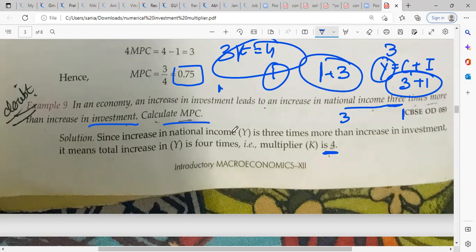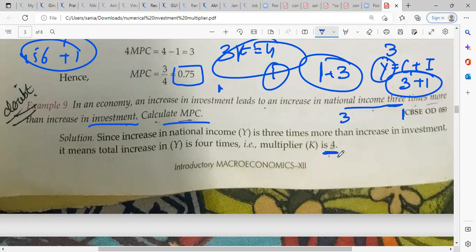So since increase in national income is 3 times more than the increase in investment, it means total increase in income is 4 times, right? Because you will include investment over there. So that's why the multiplier is 4. You have to remember one thing: whenever they give you a statement like this, whatever times they are giving you, whether 4 times, 5 times, 6 times, you have to add 1 over there and you will get your K. Clear? Yes, ma'am. Okay. So you got K. Now with the help of K, can you find MPC?